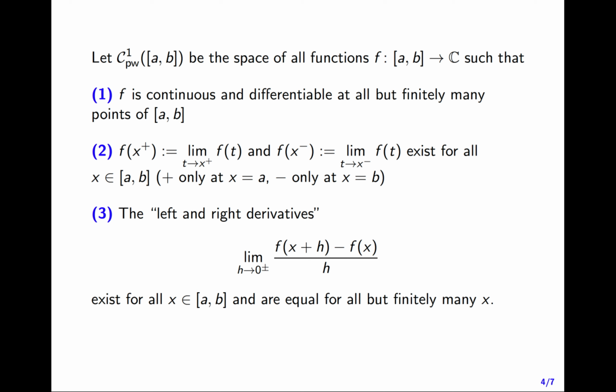So this is saying that f can fail to be continuous or differentiable at some finitely many points, but f will always have left and right-hand limits regardless of where I am on the interval. And the same, even though the derivative doesn't have to exist at any points, these left and right derivatives, these left and right limits of the difference quotient, all exist.